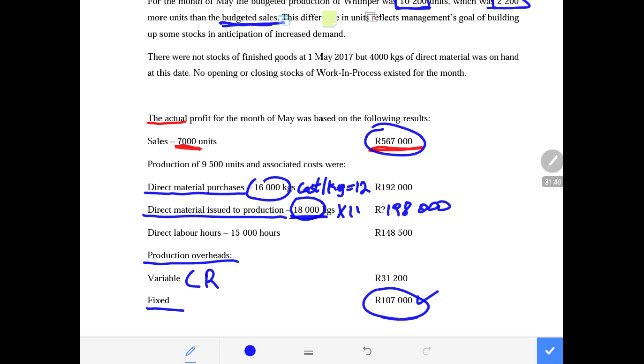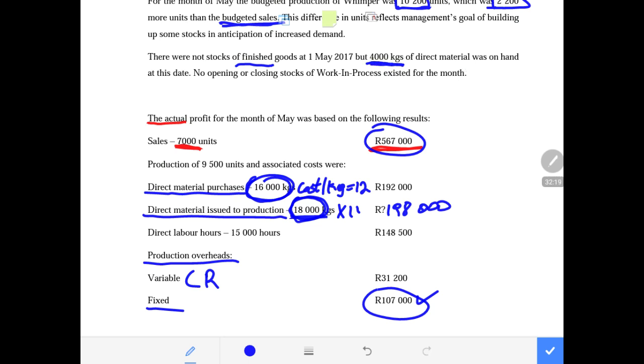So now if we had this 18,000 of material that was used in production, it again raises the question: how can we only buy 16,000 but we issue 18,000? The reason is because it says there was no stock of finished goods at the beginning. This is the actual stock now. They say there was no actual stock, but they say 4,000 kgs of direct material was on hand.